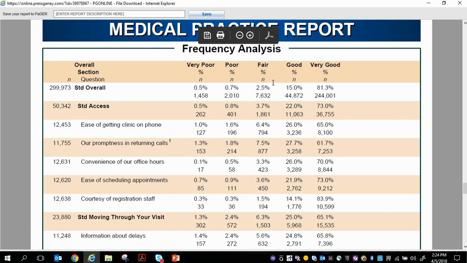The frequency analysis is going to show the distribution of responses throughout the survey. And this is a great tool to use when working on an action plan for your site-specific action plans in your practices. Using the frequency analysis, you can determine which scores were given. As you can see, as we look at the standard overall, over 80% of our patients gave us 5s on our survey questions, over 80%. About 15% give us 4s, and you can see less than 5% total give us 1s, 2s, and 3s on our survey.